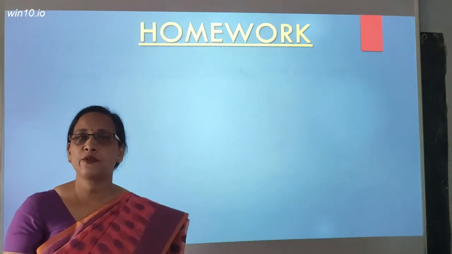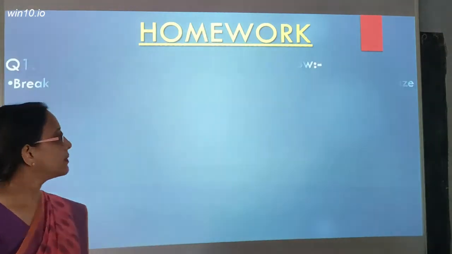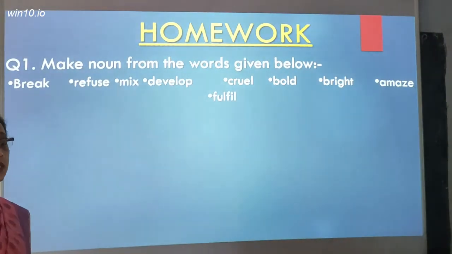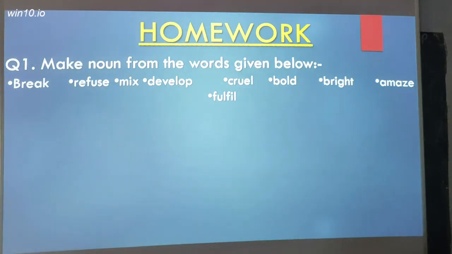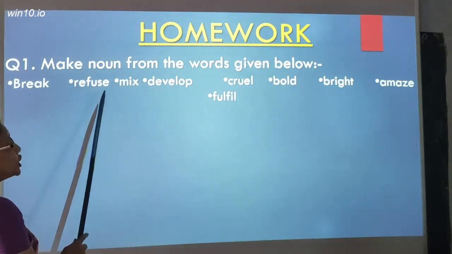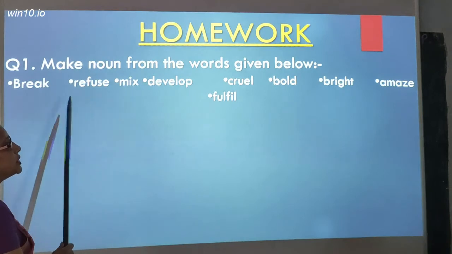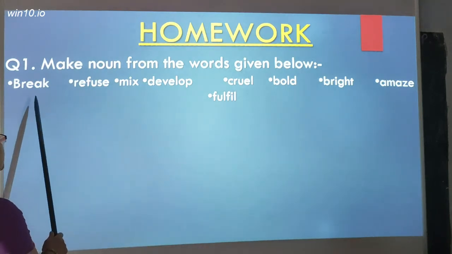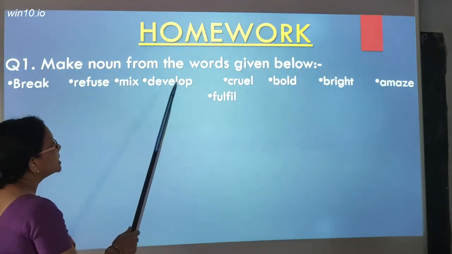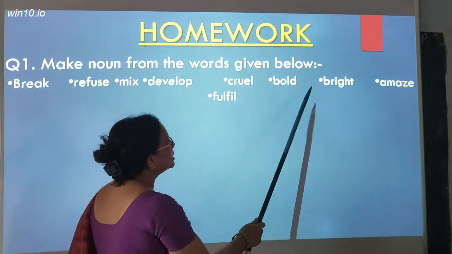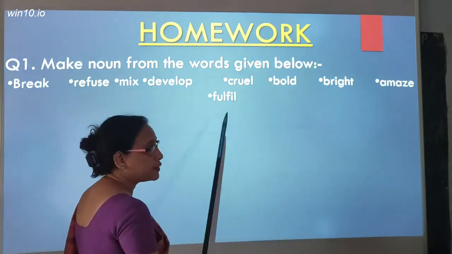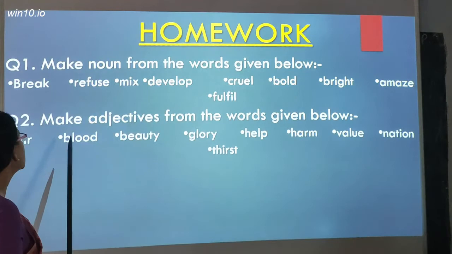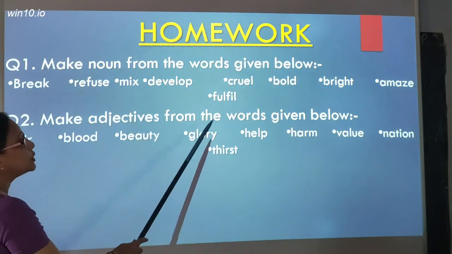Now it's time for homework. I have some words. In the first question, make nouns from the words given below. The words are break, refute, mix, develop, cruel, bold, bright, amaze and fulfill. The second question is make adjectives from the words given below.